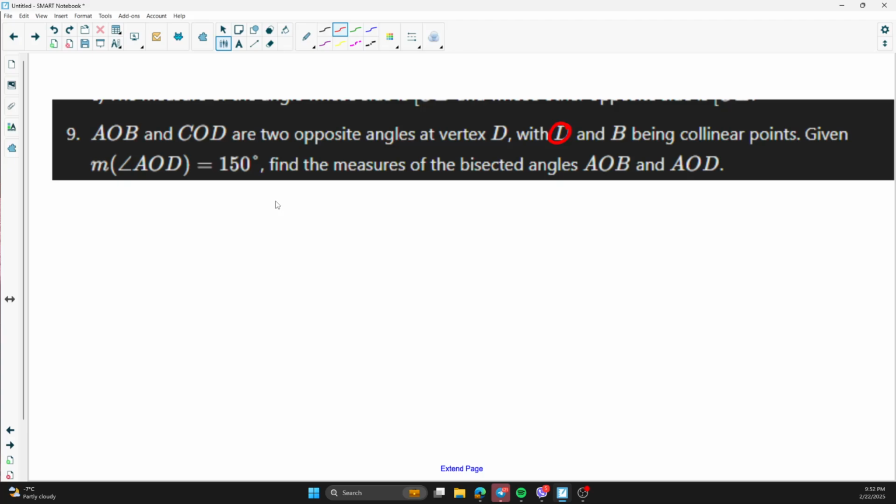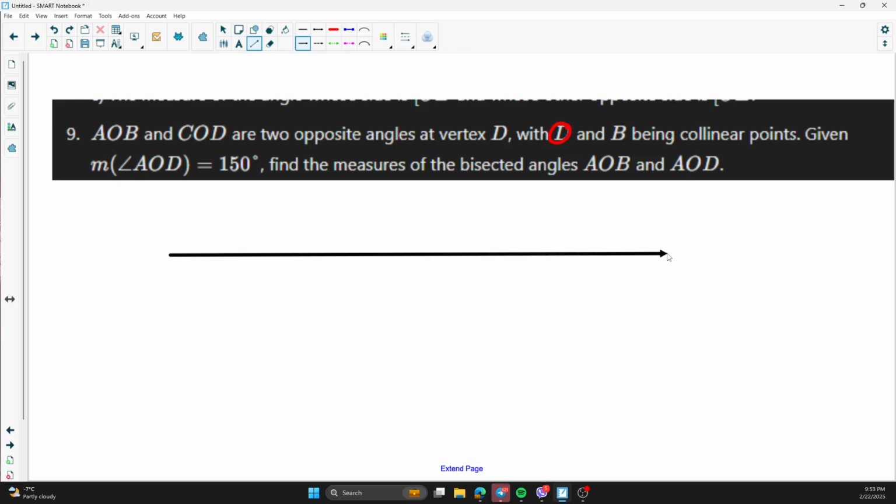Okay. AOB and COD are two opposite angles at vertex O, with D, O, and B being collinear points. Given D, O, B are collinear. What does D, O, B collinear mean? It means they go on the same line. If a line passes through all of them, one line can pass through all of them. Alright? Okay.